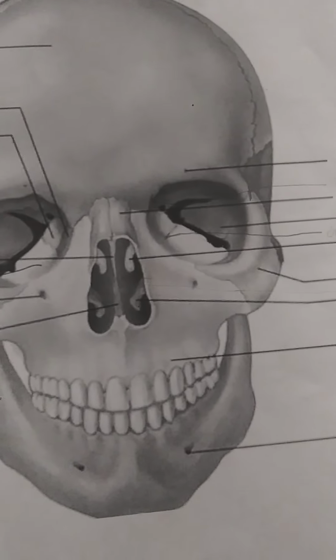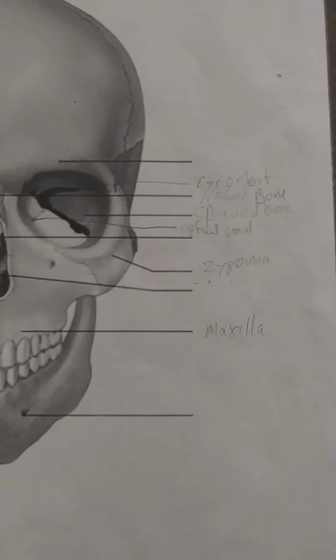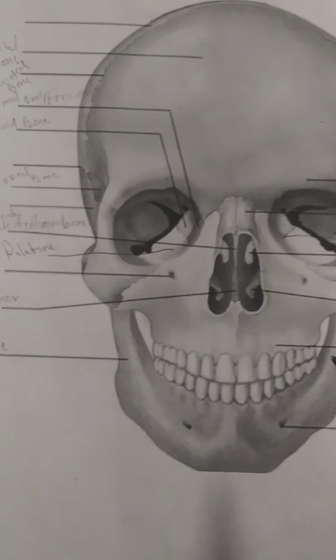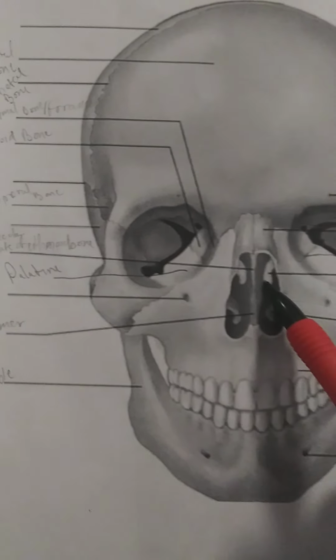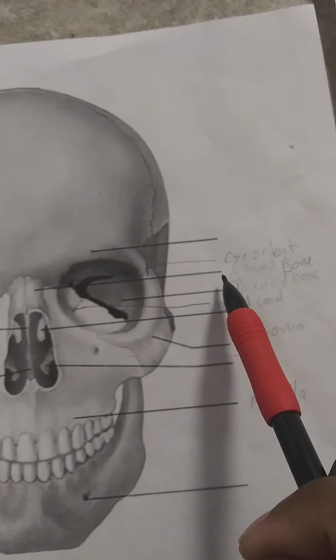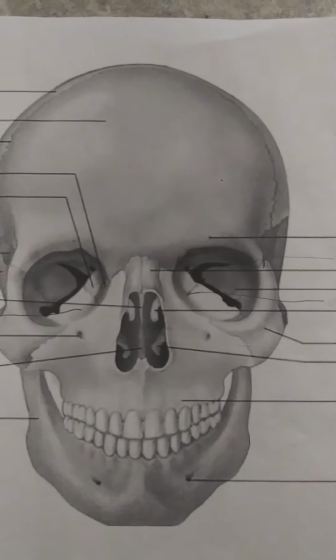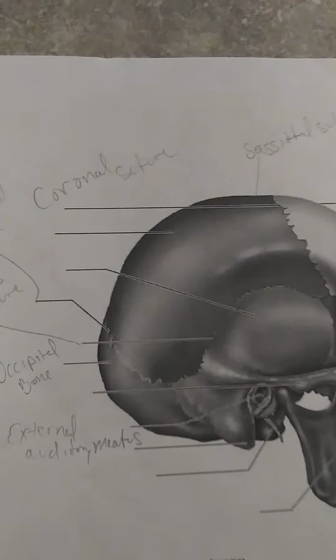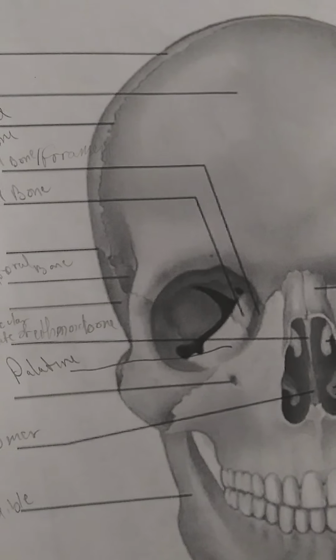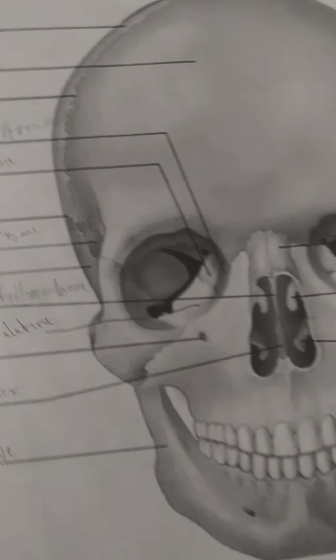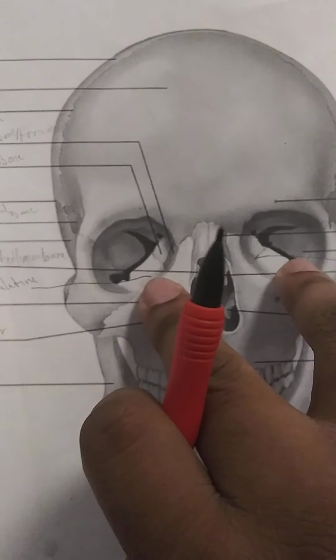Then we have the nasal, which is pretty much the bone right there, pretty much this whole area here. So that is the nasal bone. Now for the occipital, which is pretty much the back of the skull there. The palatine is pretty much the base of the skull. It's pretty much this whole area right here.